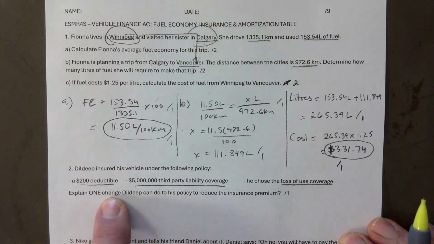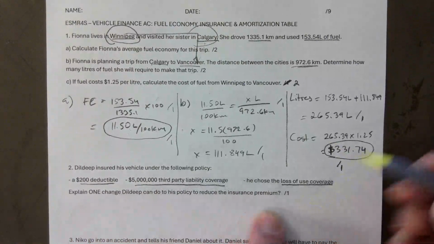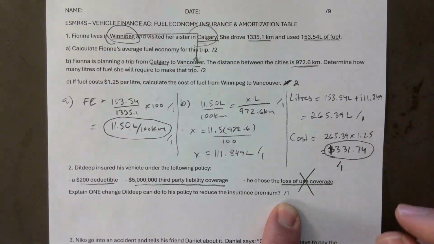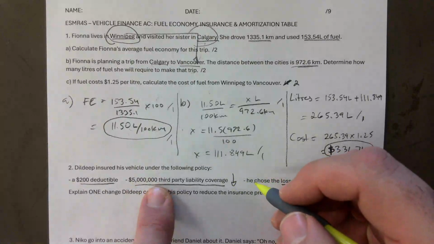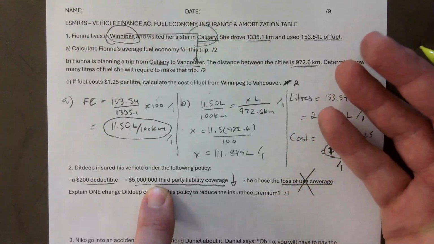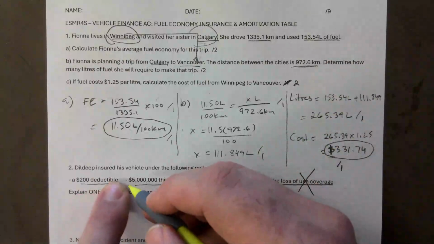Explain one change Dildeep can make to his policy to reduce the premium. So I'm not going to write it out, but you can basically say get rid of the loss of use. That's the first option. You could say decrease the third-party liability. You don't even have to say 4 million or 3 million. You can just say decrease. Or you can say, what about the deductible?